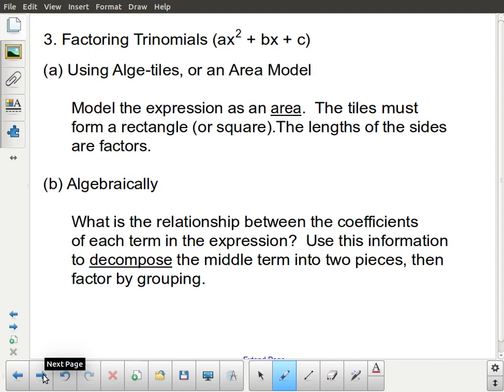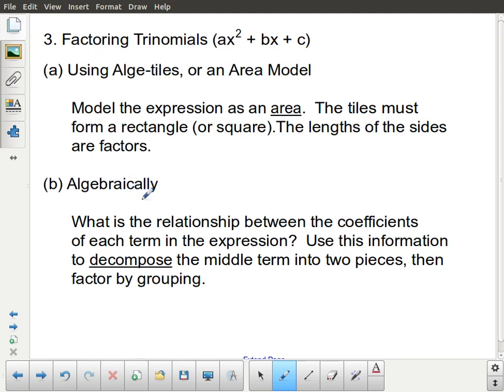Okay, now what about trinomials? So now we're getting into quadratics in general. This applies to all trinomials, but specifically we're going to be looking at trinomials that are in a standard quadratic form. A couple of ways that we can do that. One of them is we can use algebra tiles, or the extension of algebra tiles to do on paper, which is known as the area model. So what we do there is we model this expression as an area, and then we have to make a rectangle or a square of some sort, and then we derive, or we get our factors from that model.